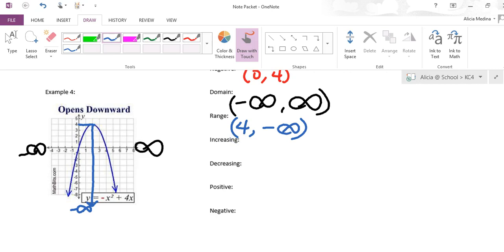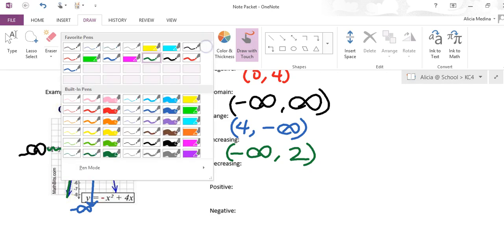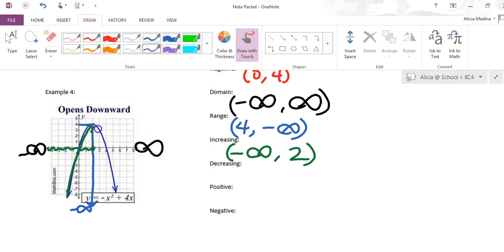Where is our function going up? So increasing, our function is going up right here, up to that vertex point. And again, we have to use those x values. So negative infinity until we get to that x value of a 2. Our graph is going upward. Where is our function going down? Well, from that vertex point all the way down here, but again, we use those x values still at that same vertex point. So from 2 to positive infinity, our graph is now going down.